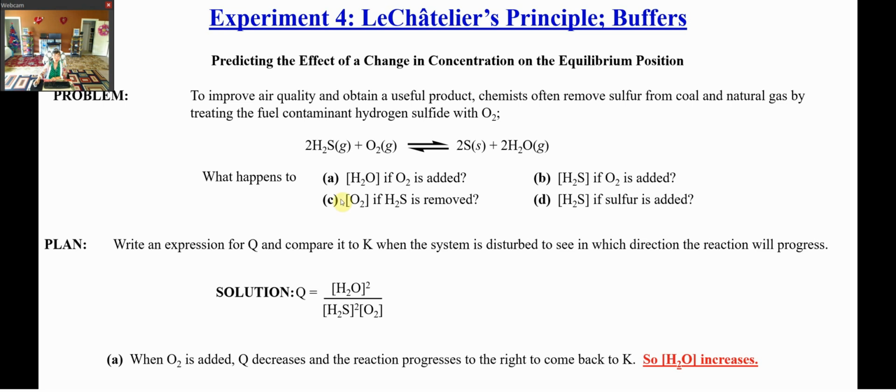negligible. What you are going to do, first of all, is write down something called the chemical quotient, Q. Q equals the concentration of water to the power 2 divided by the concentration of hydrogen sulfide to the power 2 times the oxygen concentration. Again, your solid is not going to be included in your chemical quotient or equilibrium.